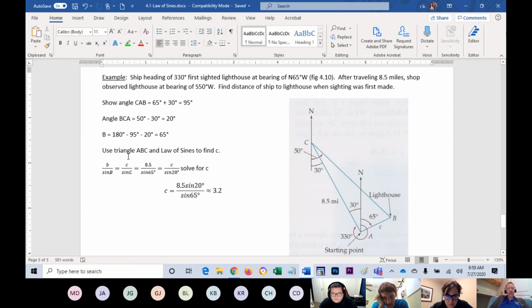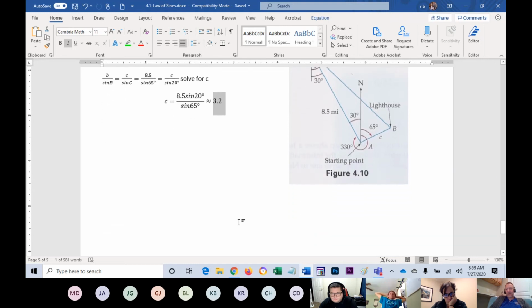All right, so we're going to use triangle ABC and the law of sines to find C. Okay? So B over the sine of B equals C over the sine of C. So we've moved 8.5 miles. So that's going to be 8.5 miles divided by your sine of 65 equals C over your sine of 20. If we solve for C, C equals 8.5 sine 20 over sine 65, which is about 3.2 miles. Okay. I know that was a little bit tricky.